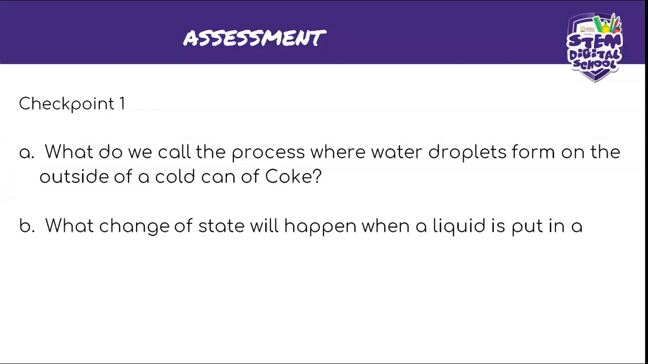What do we call the process where water droplets form on the outside of a cold can of Coke? B, what change of state happens when a liquid is put in a freezer? Here there is something left out. What change of state will happen when a liquid is put in a freezer? Yeah, that's B. So let's see the answers coming. Perfect.